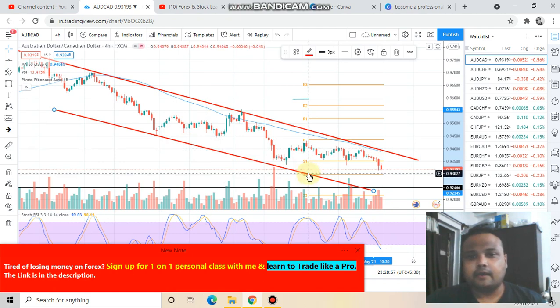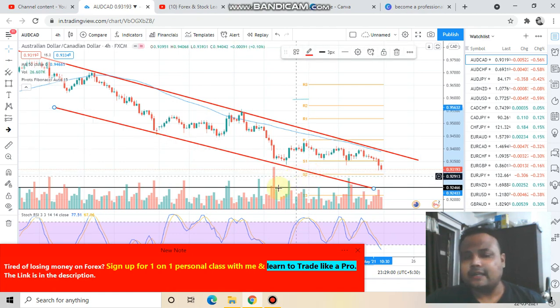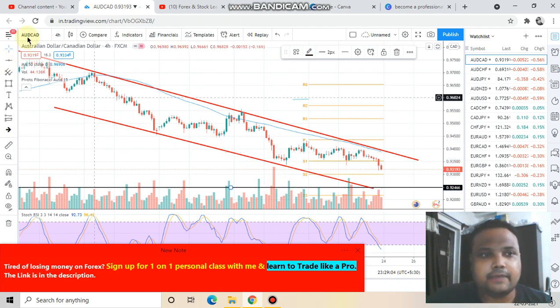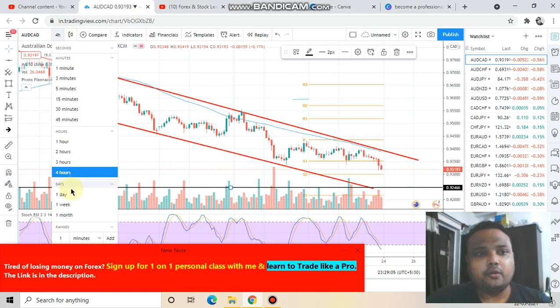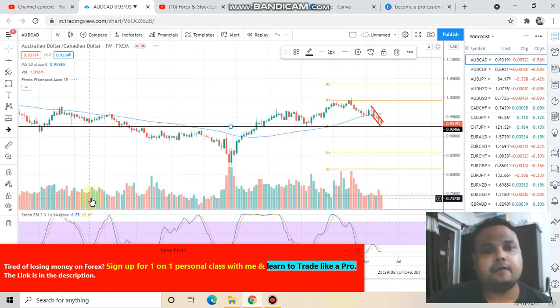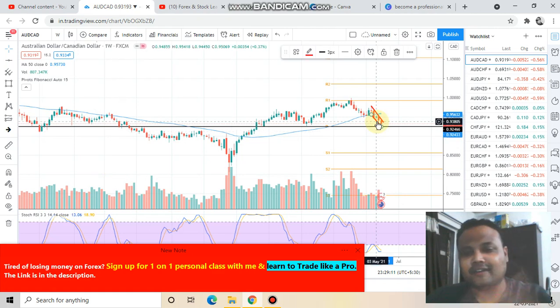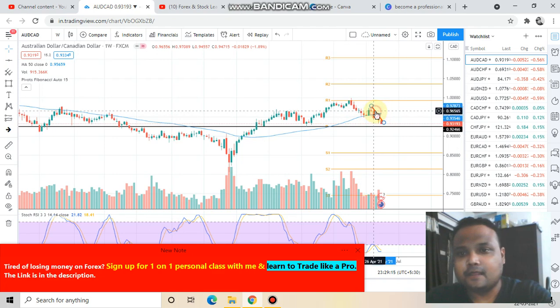Okay, and there is a third line you can see on the chart. This is the black line. Okay, for this black line we need to go to the weekly chart. If you have watched my previous video, then you know I'm a fan of weekly chart. I'm a fan of multi-time frame analysis. Okay. So this is the weekly chart.